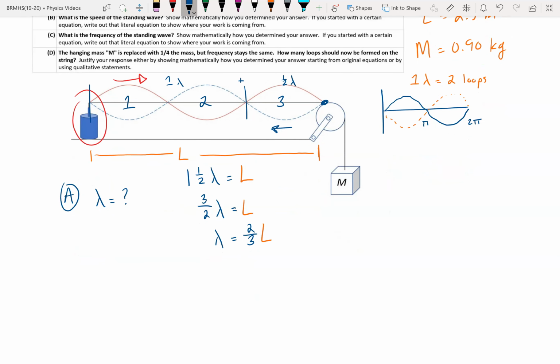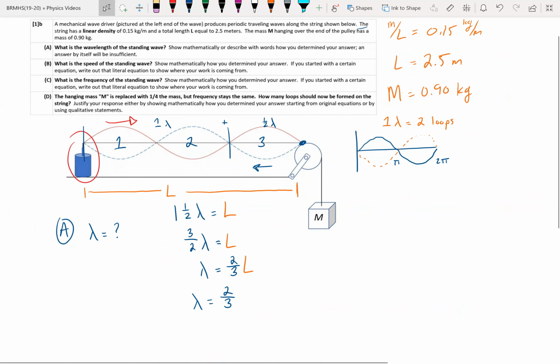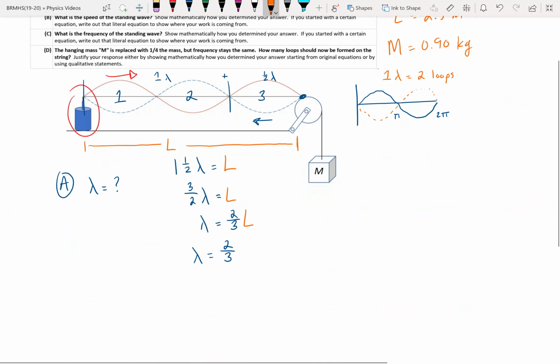Then we can go and substitute because we know that the length is 2.5 meters. Right, because that's given. We wrote that up here. 2.5 meters is the length of the string. I'm going to write 2.5 as a fraction. Why not? Our units are meters. I can put that in there if I want. All right, if I simplify this, I get 5/3 meters.